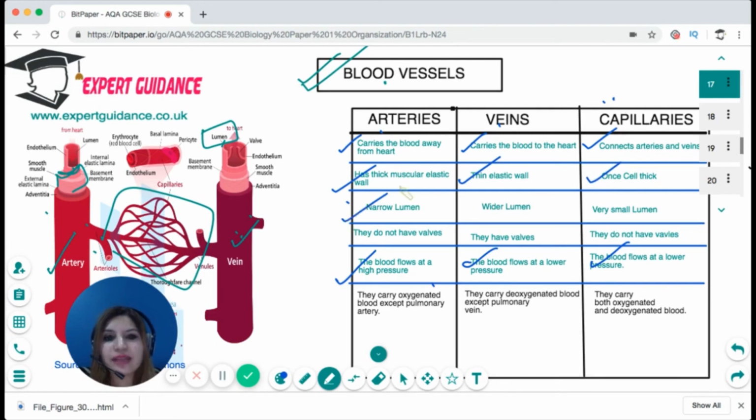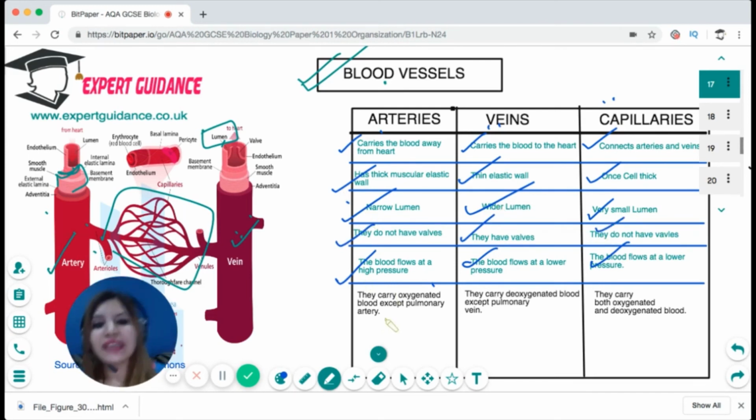Arteries have a narrow lumen, veins have a wider lumen, and capillaries have a very small lumen. As the blood flows at a very low pressure in veins, there are chances that the blood can backflow. So veins have valves to prevent the backflow of the blood. Arteries and capillaries do not have valves.